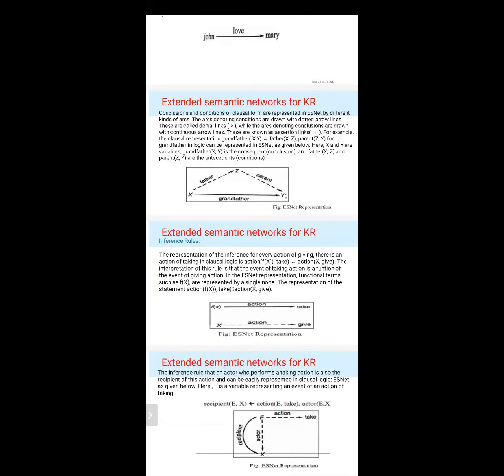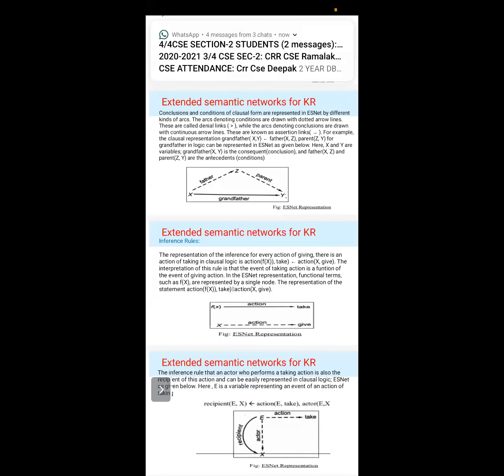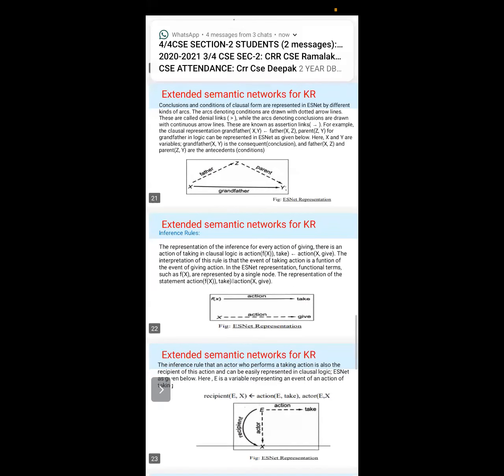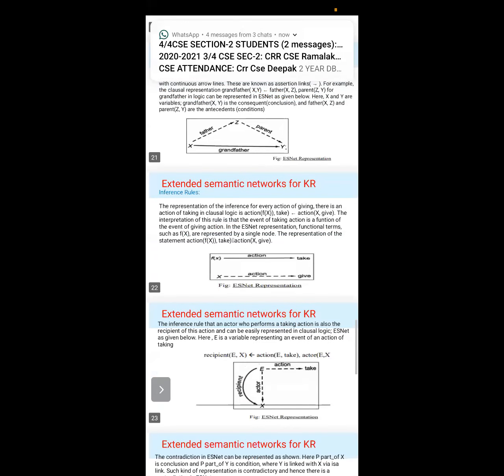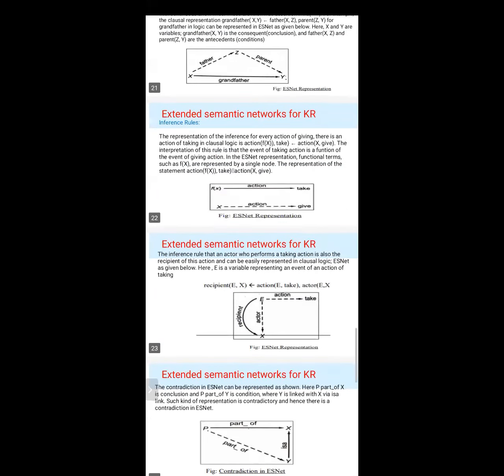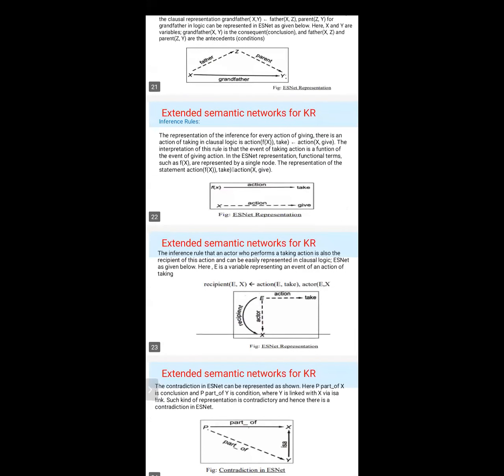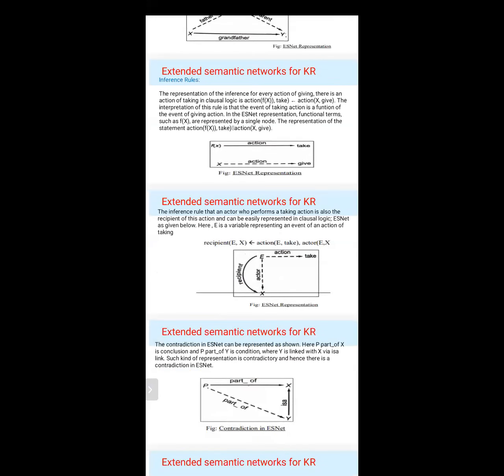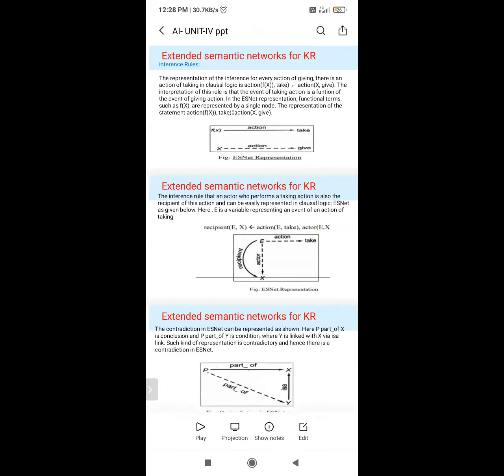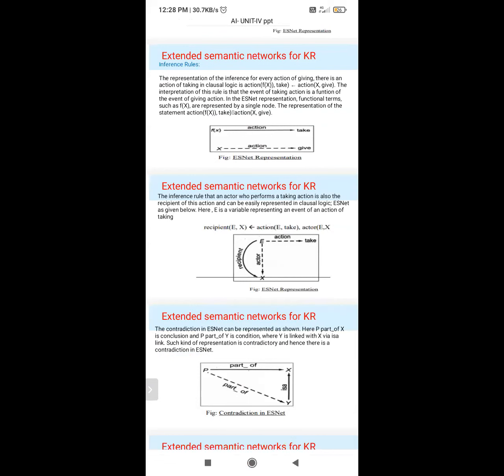It means x action of give, next f of x action take, like this. And next, the extended semantic network representation is like this. The inference rule that an actor who performs a taking action is also the recipient of this action can be easily represented in clausal logic.